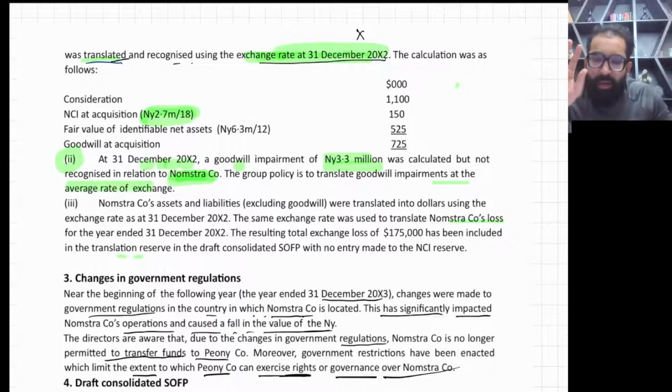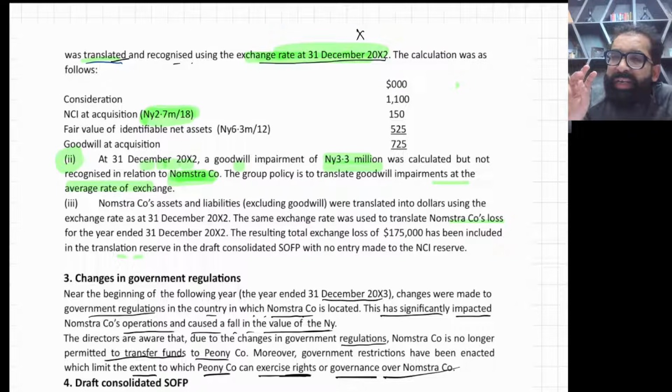So now I will do three works in these two paragraphs. Number one, I will do the correct calculation of goodwill and make a correcting entry for goodwill. Number two, I will calculate the goodwill impairment using the average rate and make the entry, because it has not yet been posted. And third, I will calculate foreign exchange gain or loss on goodwill, which we used to do in the class as well. So these three things right now I have to do.